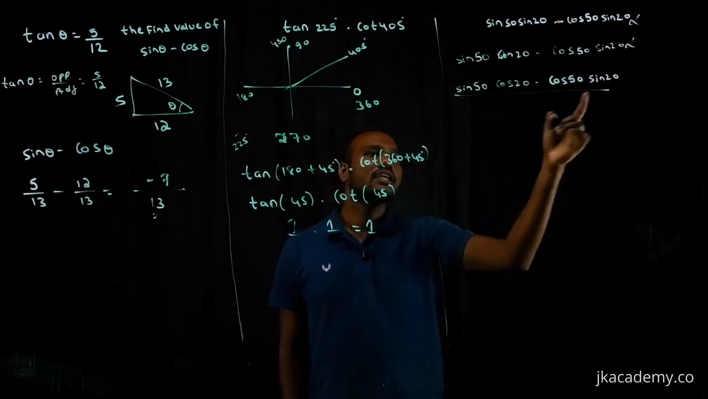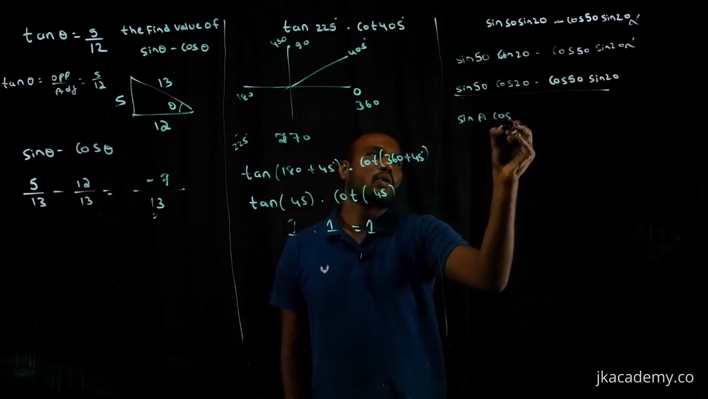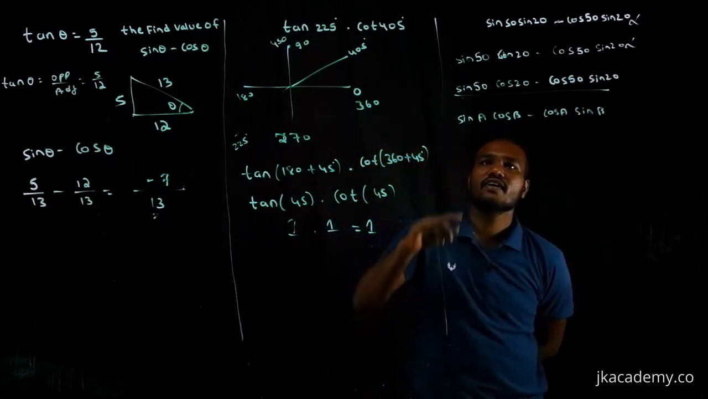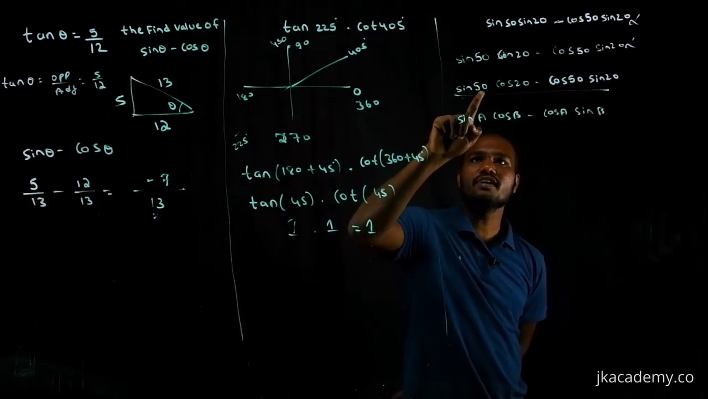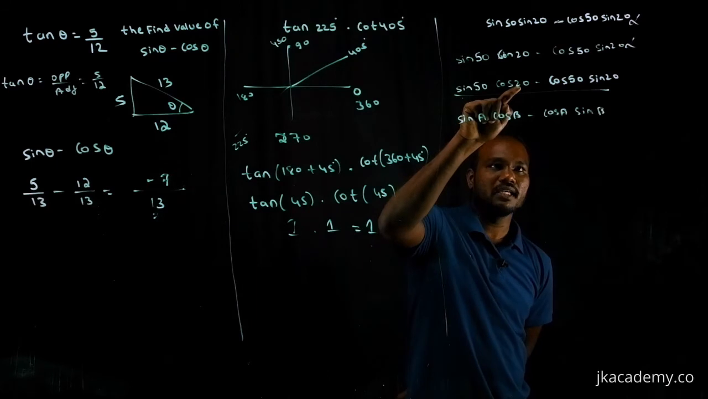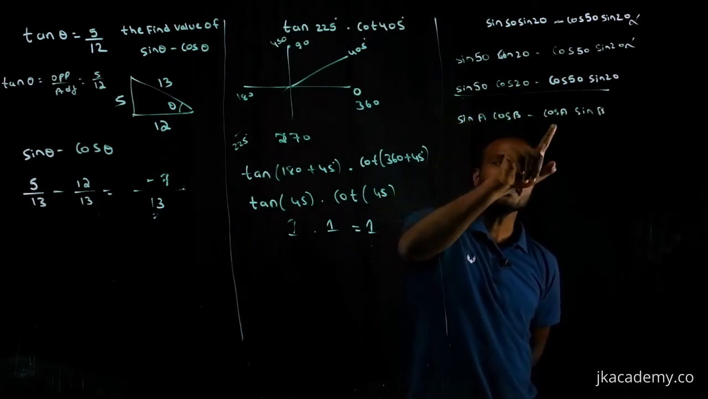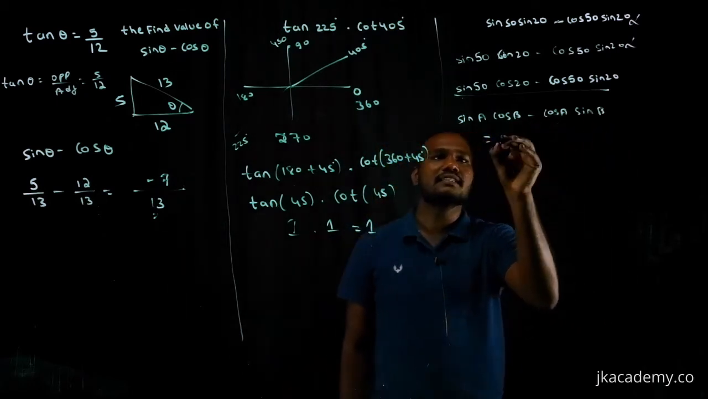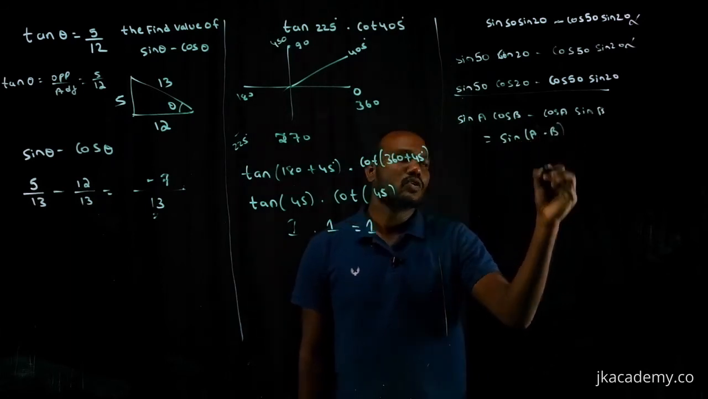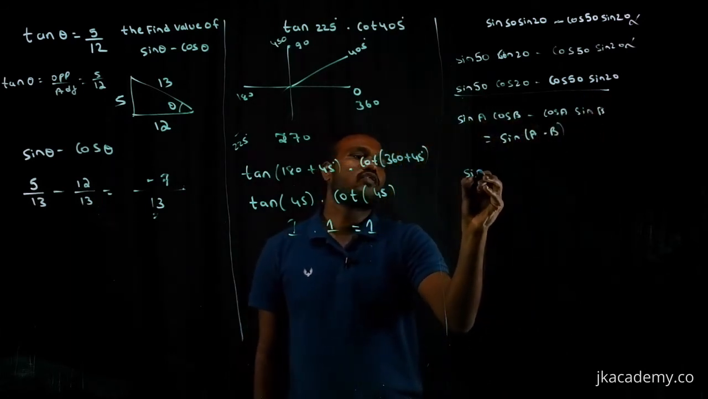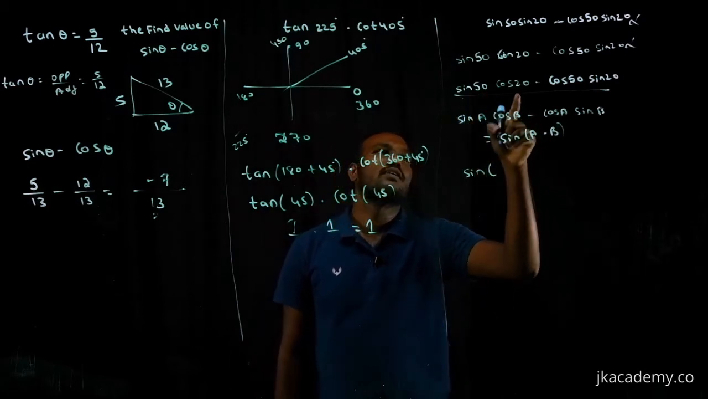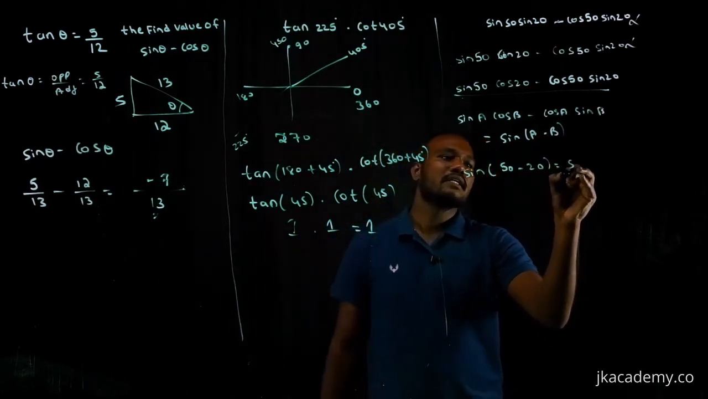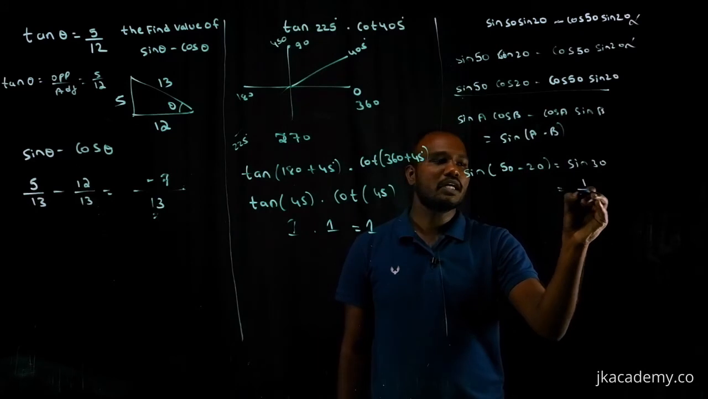See here, this looks like sin A cos B minus cos A sin B. Isn't it? If I consider A as 50 degree and B as 20 degree, sin A cos B, and again cos A sin B. So this is sin A cos B minus cos A sin B. This is sin of A minus B, isn't it? So this will become sin of, what is the A value? 50 degree. B value is 20 degree. So 50 minus 20 degree, sin 30 degree. Sin 30 is nothing but 1/2.